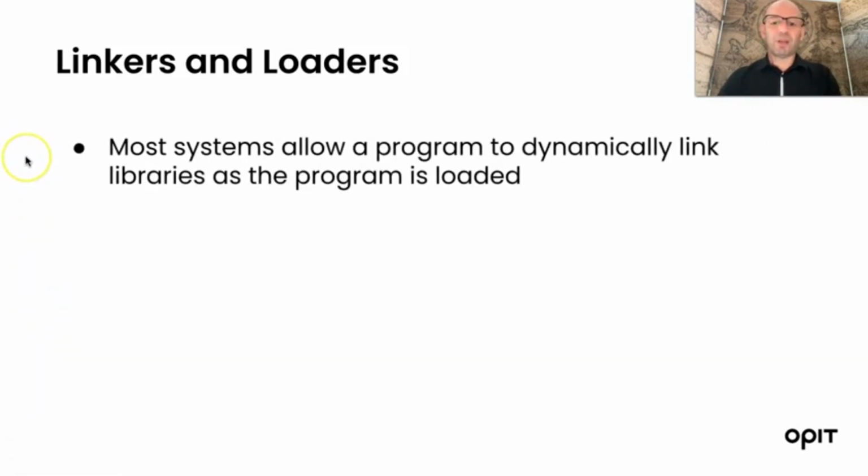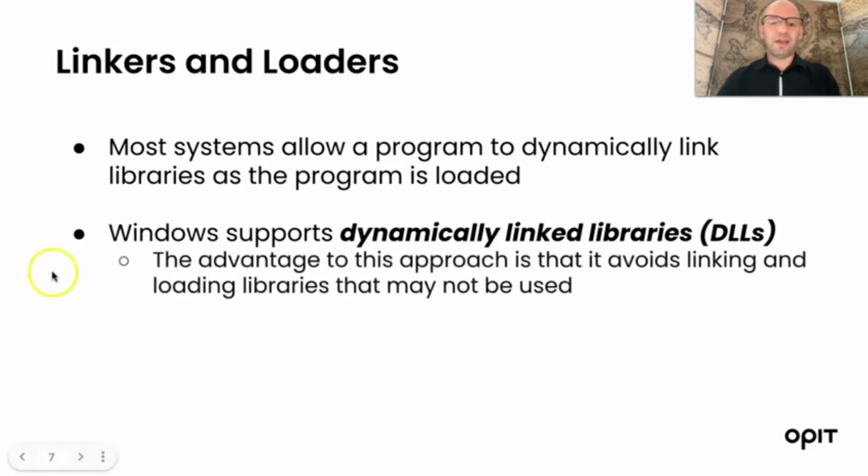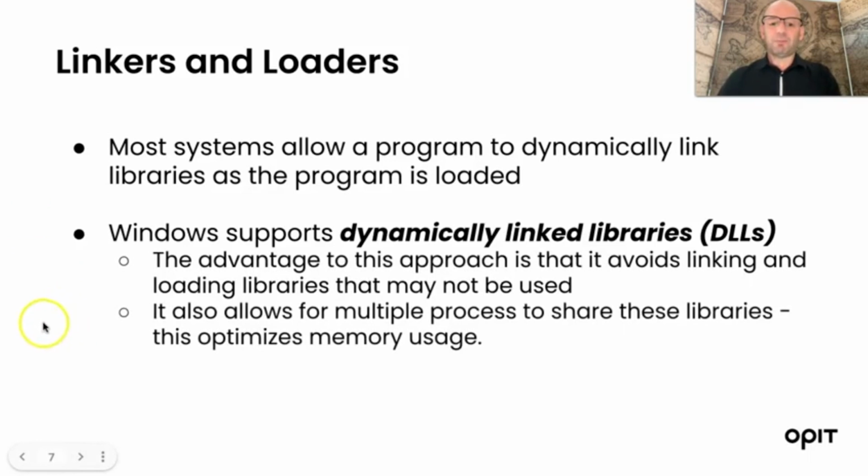Now, most systems allow a program to dynamically link libraries as the program is loaded. So we saw that in the previous example. And Windows goes through a similar set of steps, and it supports what are called DLLs. So within the Windows operating system, there are a number of DLLs that are available for programs. And the advantage to this approach is that it avoids linking and loading libraries that may not be used. And it also allows for multiple processes to share these libraries. So reusability can occur here. And of course, if we were using these dynamically linked libraries, that optimizes memory usage.